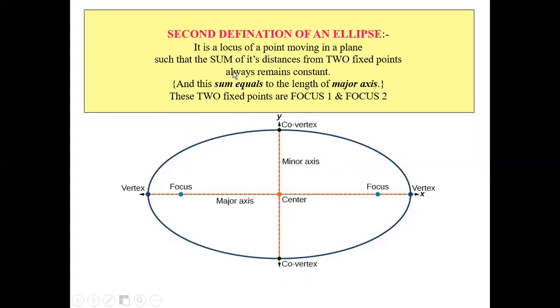So if I take a point, the sum of its distances from the two fixed points, one here and the second one here, if I add this distance and this distance, is equal to the major axis. And these two fixed points are focus 1, that is F1, and F2.